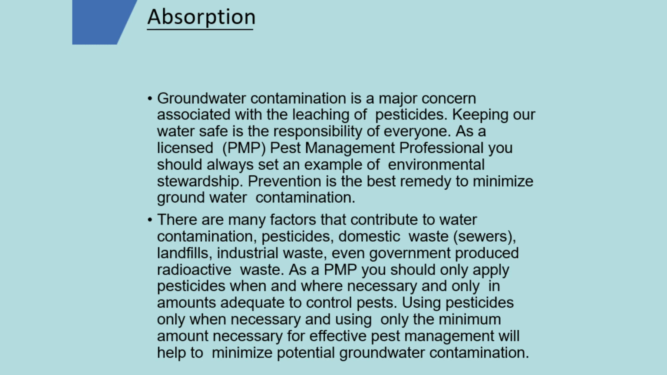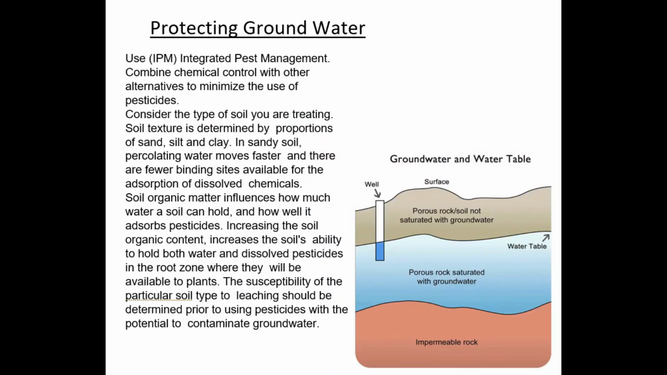There are many factors that contribute to water contamination: pesticides, domestic waste, sewers, landfills, industrial waste, even government-produced radioactive waste. As a PMP, you should only apply pesticides when and where necessary, and only in amounts adequate to control pests. Using pesticides only when necessary and using only the minimum amount necessary for effective pest management will help to minimize potential groundwater contamination.